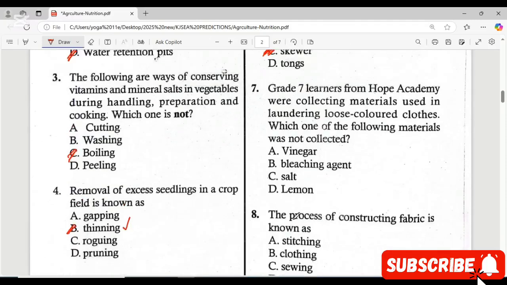Grade 7 learners from Hope Academy were collecting materials used in laundering loose colored clothes. Which one of the following materials was not collected? Vinegar, bleaching agent, salt, lemon. Bleaching agent was not collected.